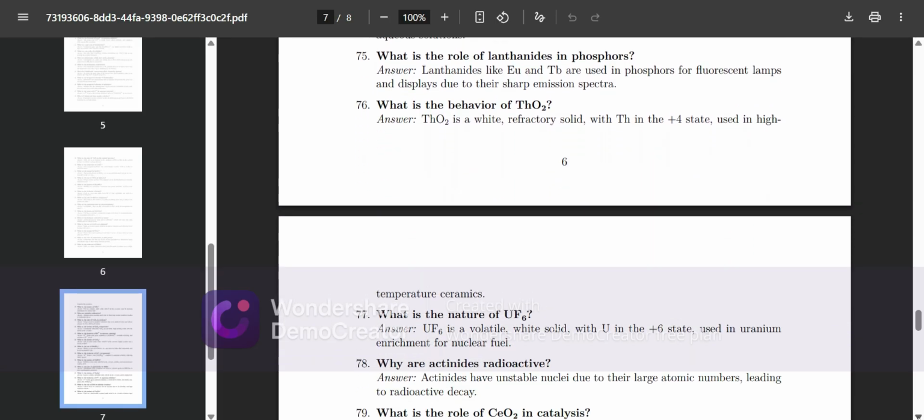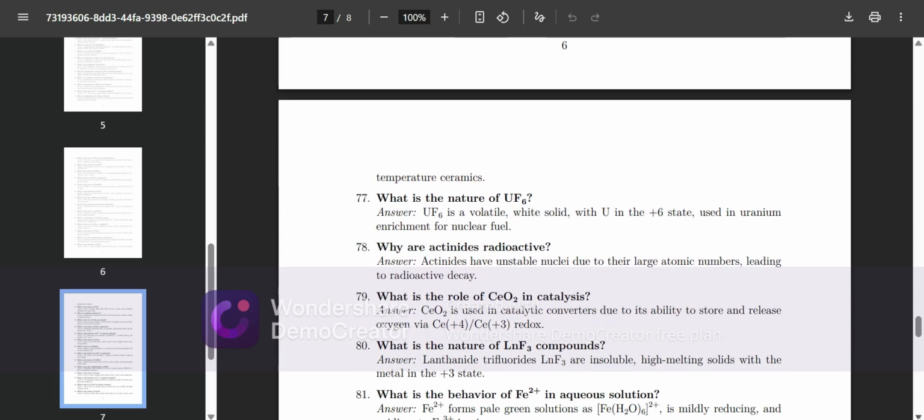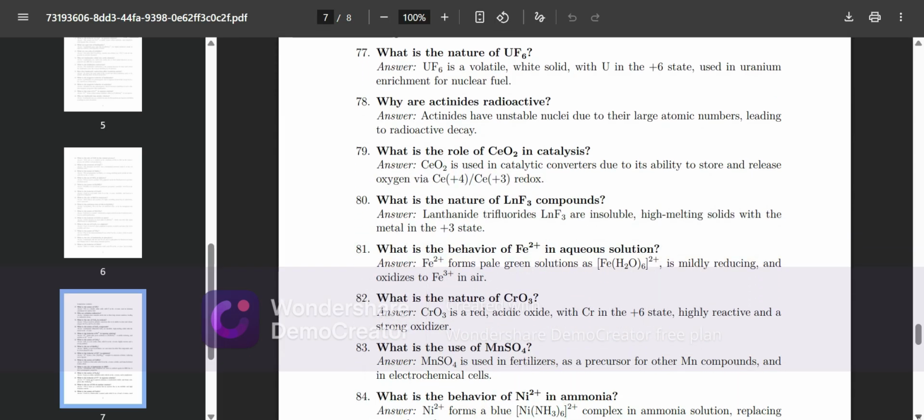What is the role of lanthanides in phosphors? Lanthanides like Eu3+ and Tb3+ are used in phosphors for fluorescent lamps and displays due to their sharp emission spectra. What is the behavior of ThO2? ThO2 is a white refractory solid with Th in the +4 state, used in high-temperature ceramics.